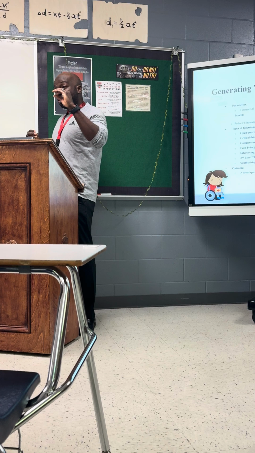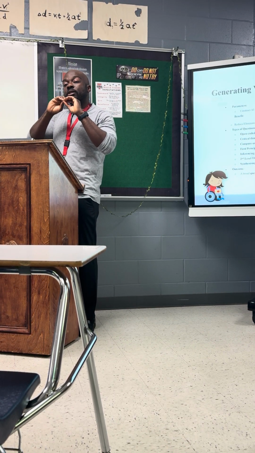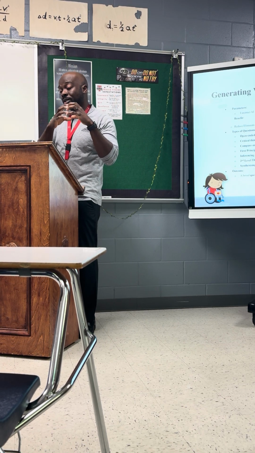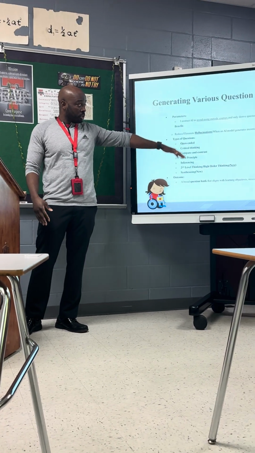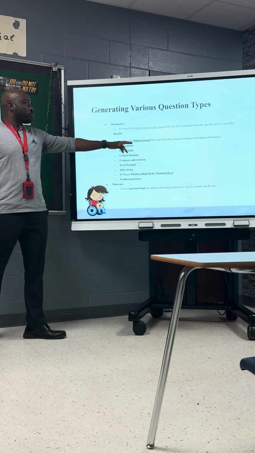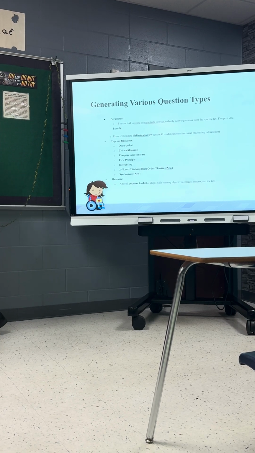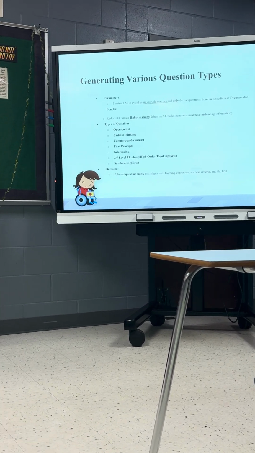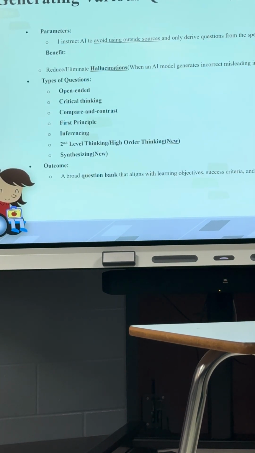So by having a source and containing it with that source, you're not telling it to go to the internet, but actually to derive the information from that source. That will help stop hallucination. Hallucination is when the AI model generates incorrect information by going towards the internet rather than being dependent on a source. So here are some of the questions that I'm able to come up with by attaching it with a source.